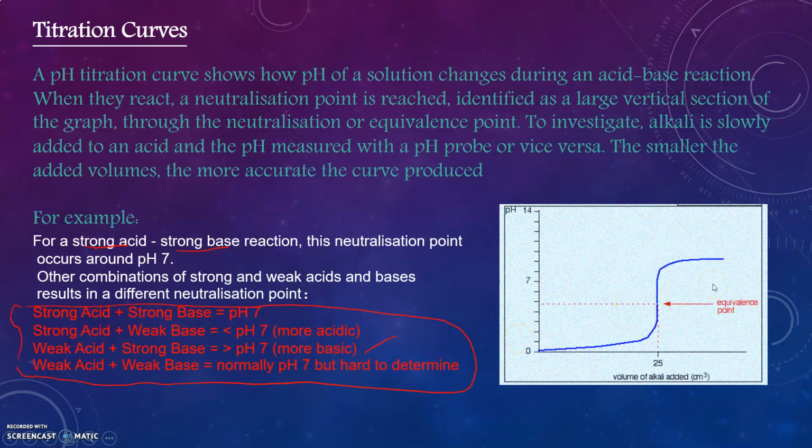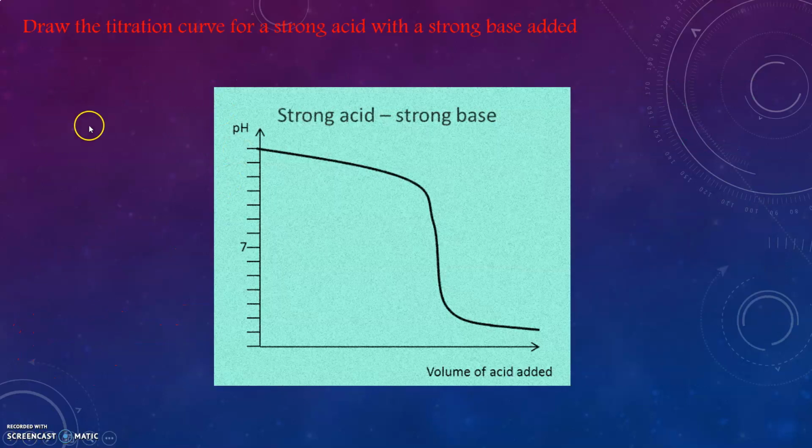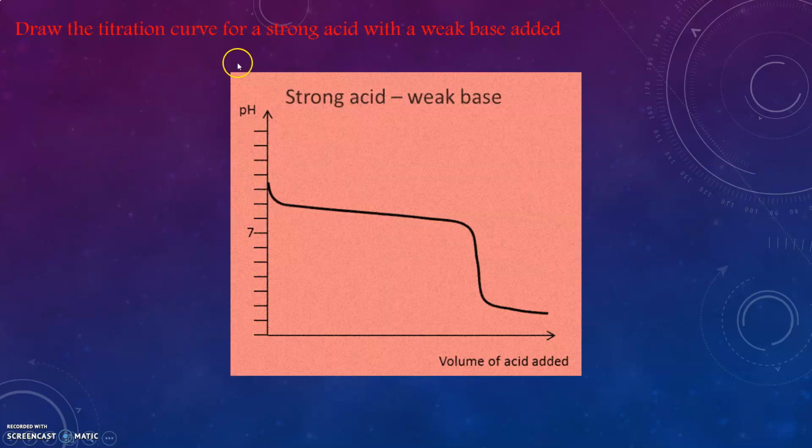That shape is for strong acid and strong base, and the neutralization point is 7. And this shape represents the strong acid and strong base. This is the same one. Also, the neutralization point here is at 7. This is the titration of a strong acid and a weak base, and we said it will be less than 7. See, this is less than 7. See, guys? So it's more acidic.